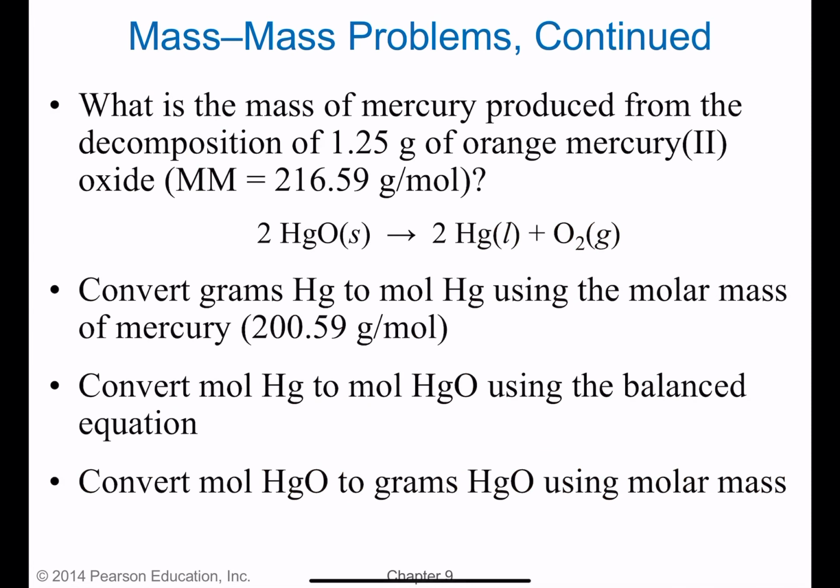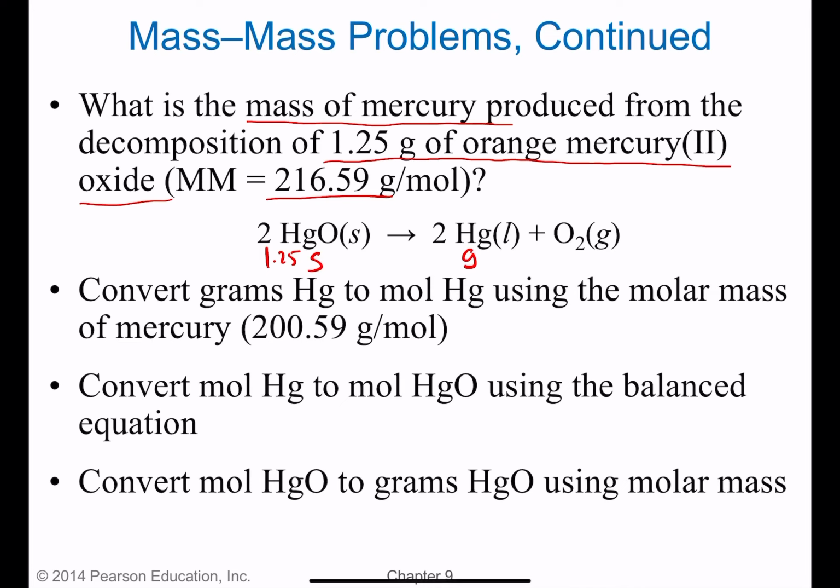So here's an example. What is the mass of mercury produced from the decomposition of 1.25 grams of mercury(II) oxide? And they give us the molar mass, which is quite nice. Very kind of them to do that. We want to get grams of mercury, and we're starting with 1.25 grams of the mercury(II) oxide.